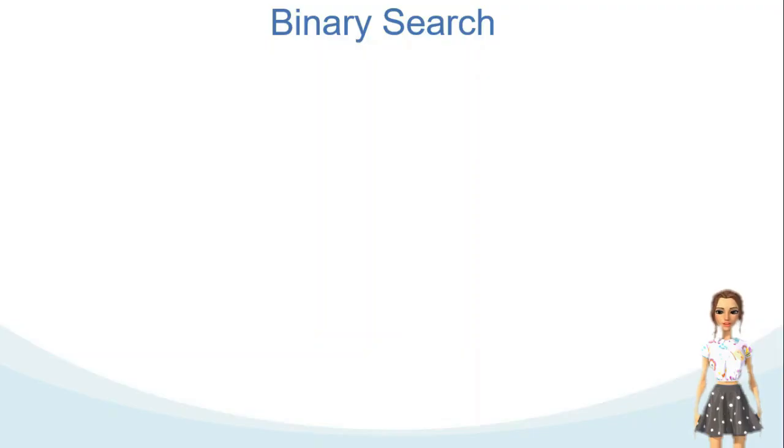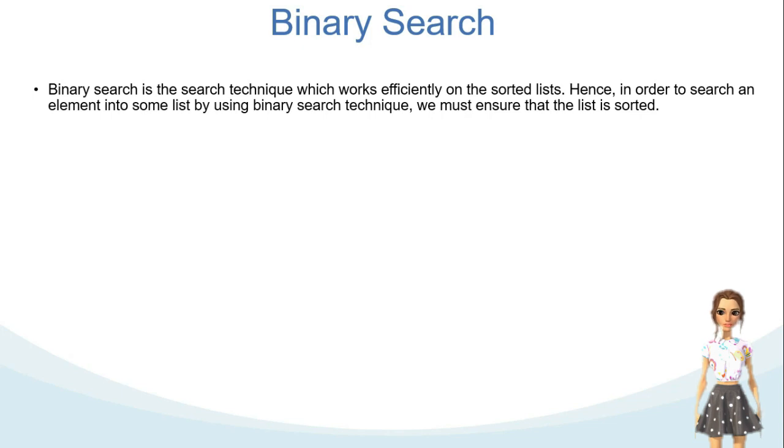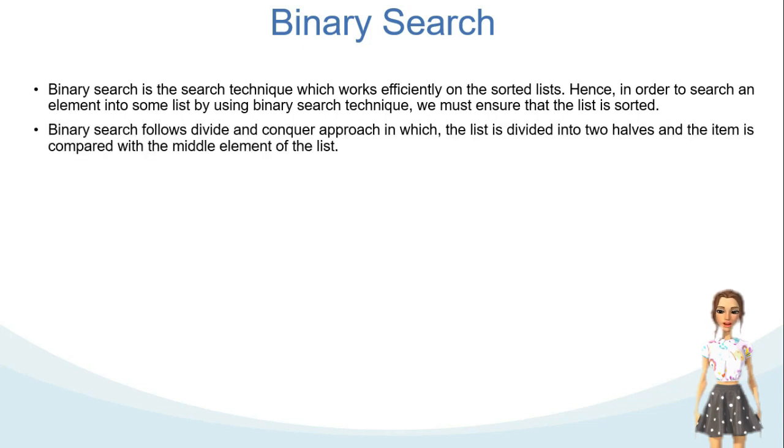Binary search is the search technique which works efficiently on a sorted list. Hence, in order to search for an element in a list by using binary search, we must ensure that the list is sorted. Binary search follows the divide and conquer approach, in which the list is divided into two halves and the item is compared with the middle element of the list.